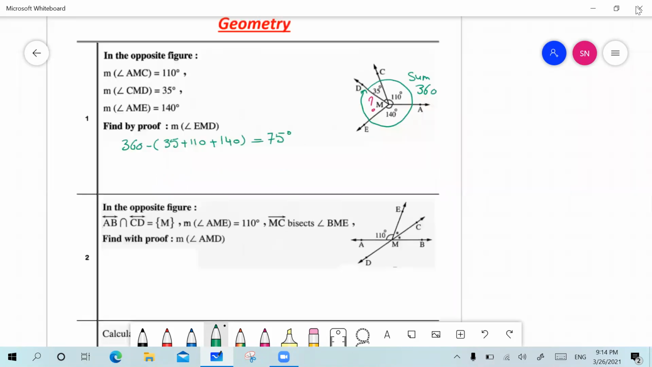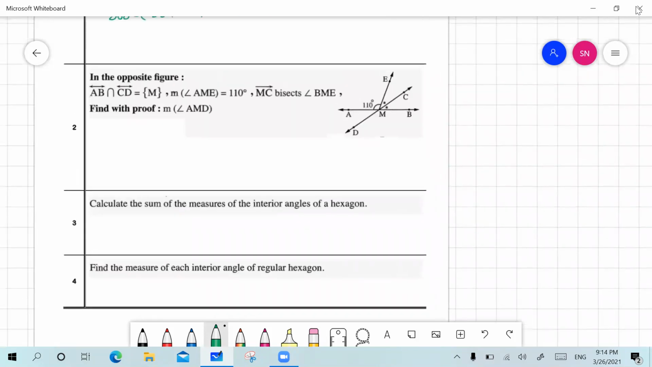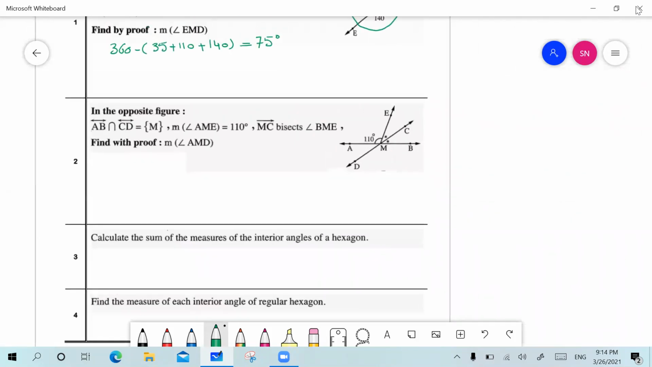Now let's go for question number 2. I want to find measure of angle AMD. AMD. So I need to find the measure of this angle. Yes, Miss, can you hear me? Yes, I can. Now you can make 360 minus 110, right?